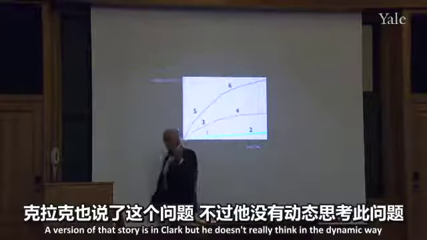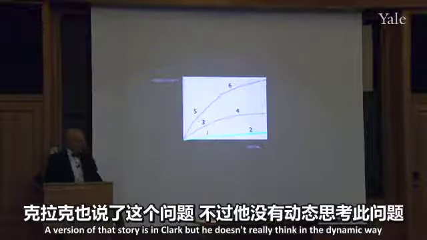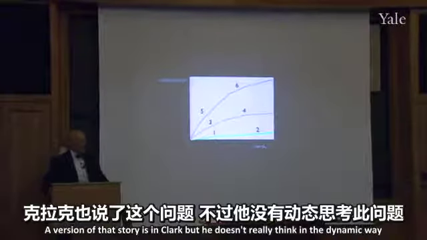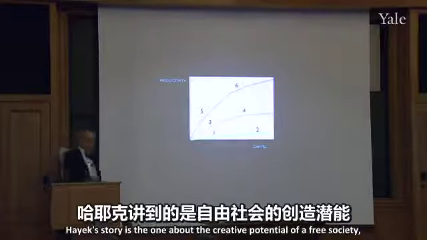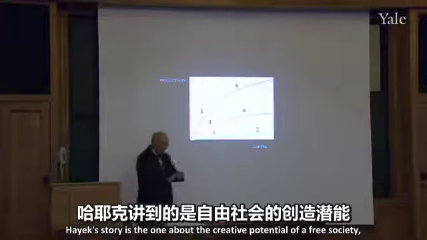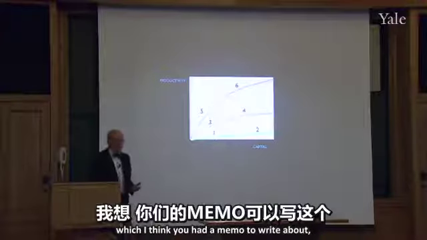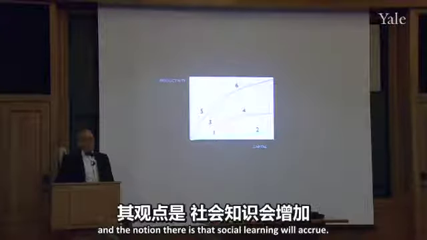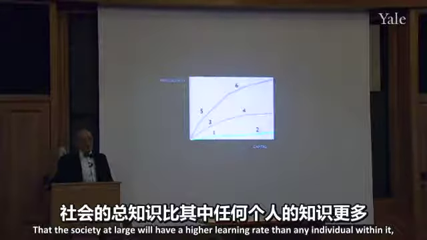And a version of that story is in Clark, but he doesn't really think in the dynamic way that Schumpeter and Hayek and others do. Hayek's story is the one about the creative potential of a free society, which I think you had a memo to write about. And the notion there is that social learning will accrue, that the society at large will have a higher learning rate than any individual within it.